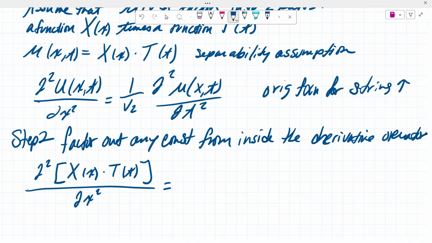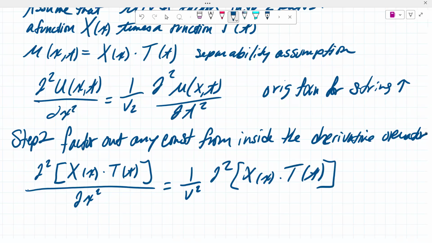Equals 1 over v squared. So I'm just copying down, and now I'm going to substitute in X of x times T of t. All right, there we go. Again, a nice big square brackets so I can easily see where I substituted something in, and over dt squared.